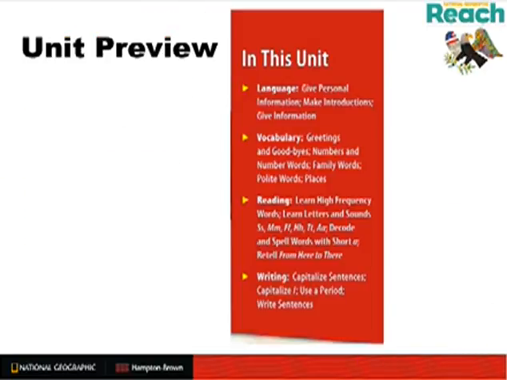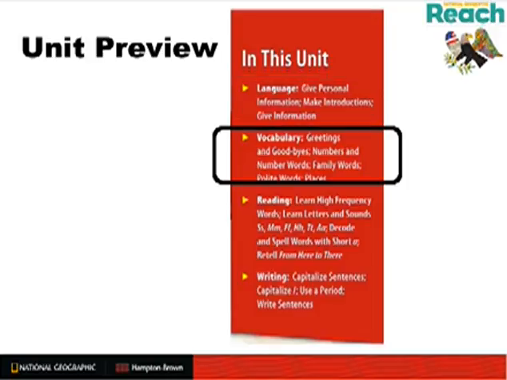Take a look at the In This Unit box found at the top right corner of the student's book, page 3. It's in your teacher's edition too. This red box helps students know what they will learn and practice, reading, writing, listening, and speaking over the course of the unit. The language skills that will be taught are identified. For example, this is Unit 1, which works on giving personal information, making introductions, and giving information.